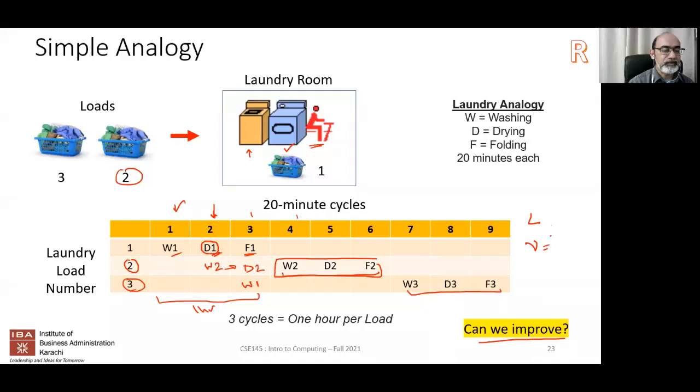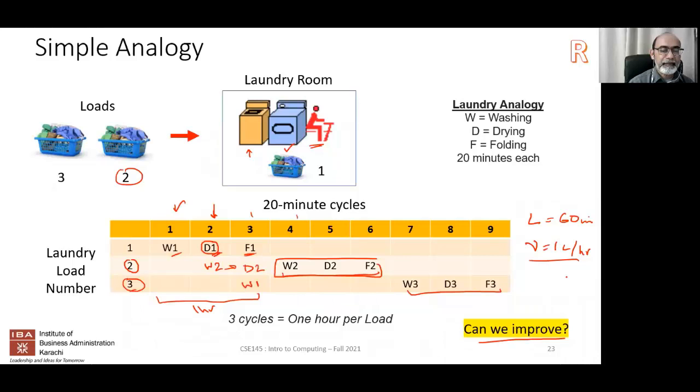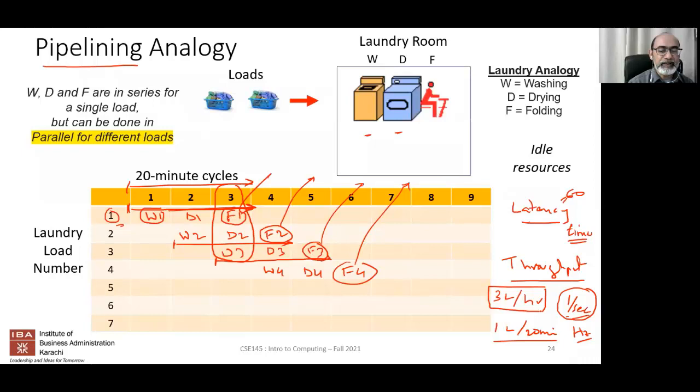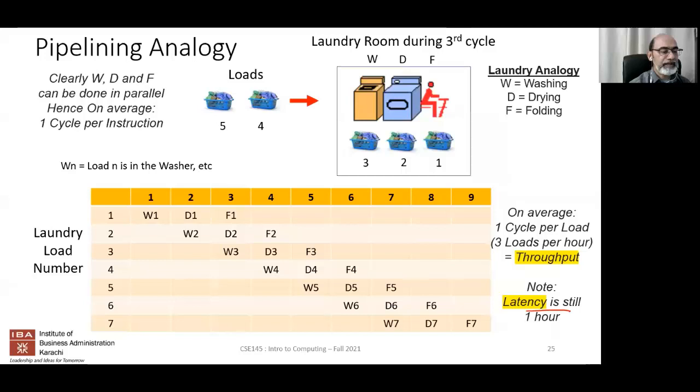So latency over here is still 60 minutes. The throughput is one load per hour. But if you have pipelining, the latency is still the same, still 60 minutes, but the throughput has increased from one per hour to three loads per hour. These are fine points to understand the difference between a pipelined architecture versus a non-pipelined architecture. If that is clear, let's go on and now take a look at an actual CPU.